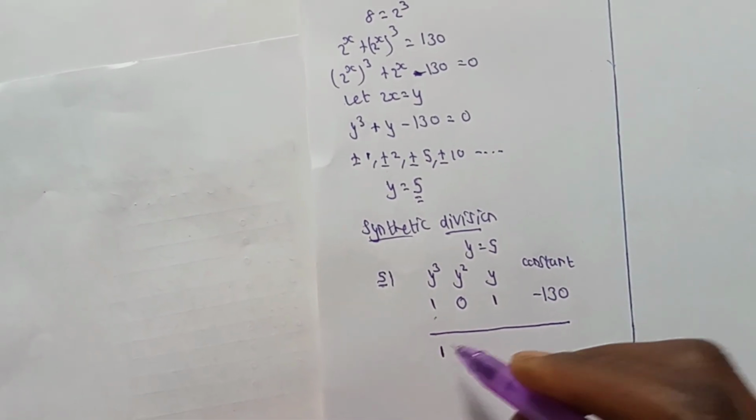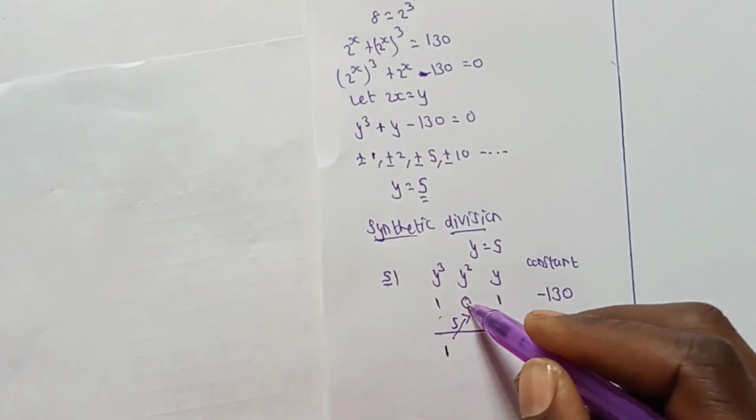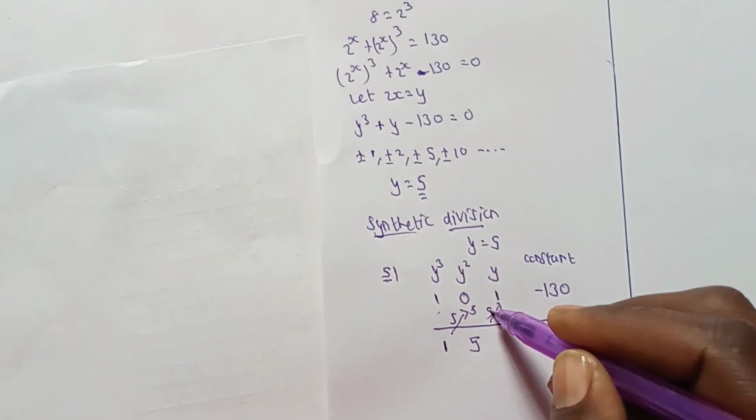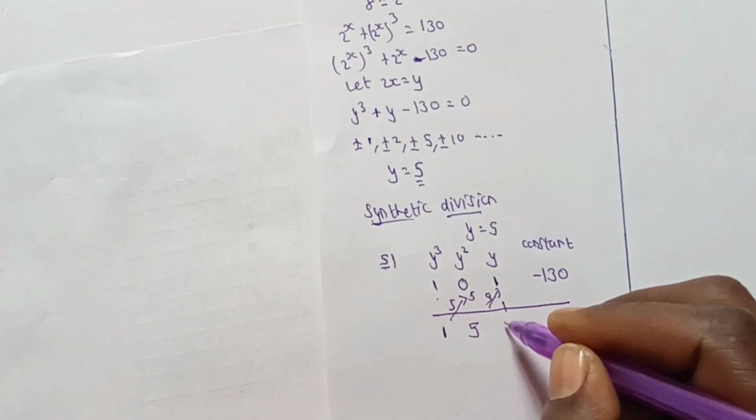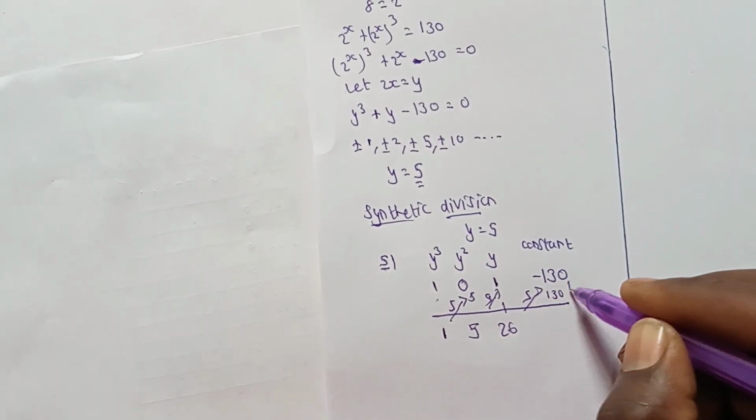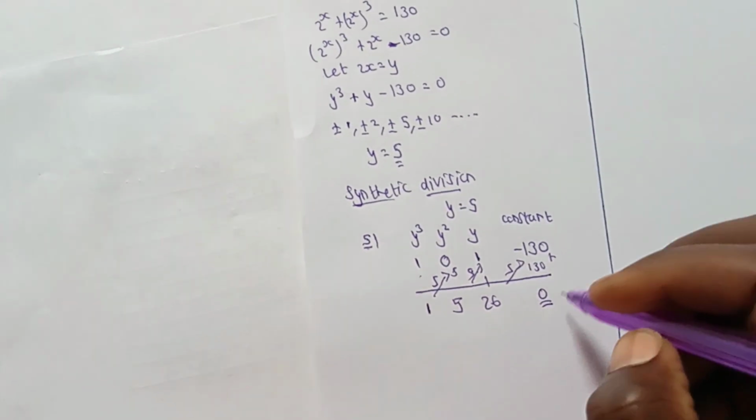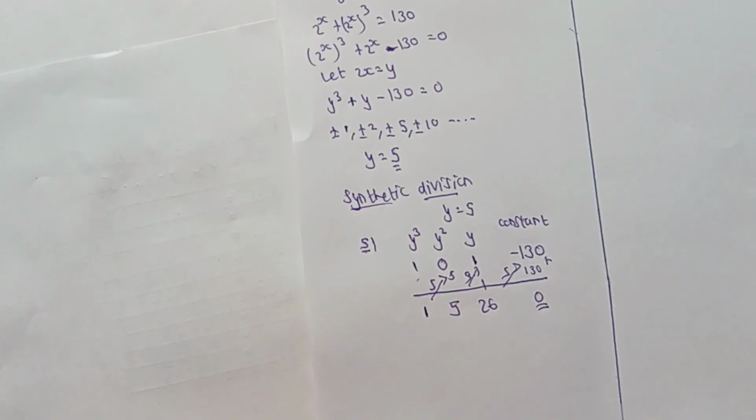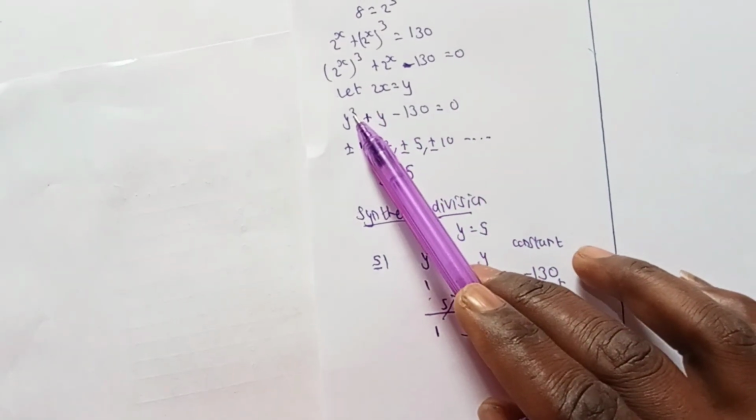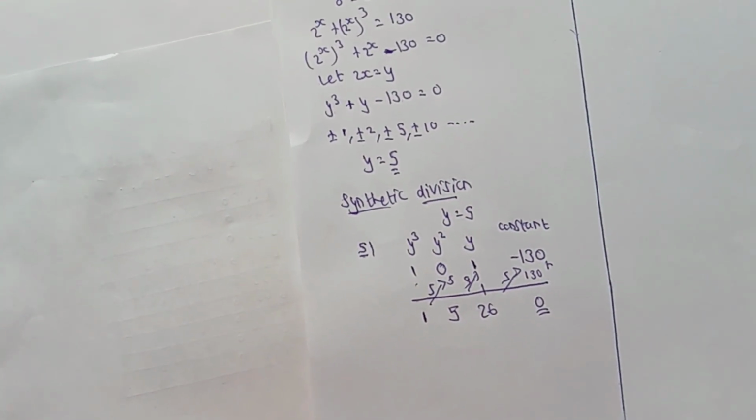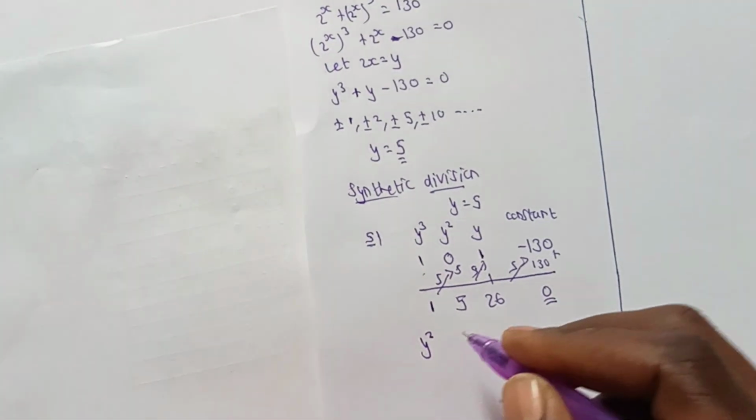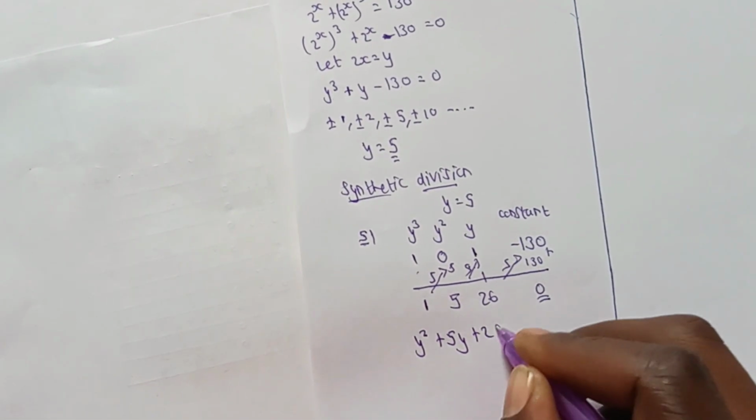This one we replace here 1, so it will be 1 times 5 plus 0, that is 5, and again times 5, that is 25 plus 1, that is 26. We drop it here, 26, and then 26 times 5, that is 130. 130 plus negative 130, that is 0. So you can see we have gotten 0, meaning that we are in the correct way. So our previous equation was y cubed plus y minus 130. So our greatest power was 3, so the new equation will be power 2, because we reduce 3 minus 1. It will be y squared plus 5y plus 26 = 0.